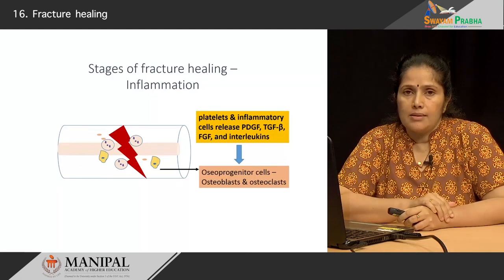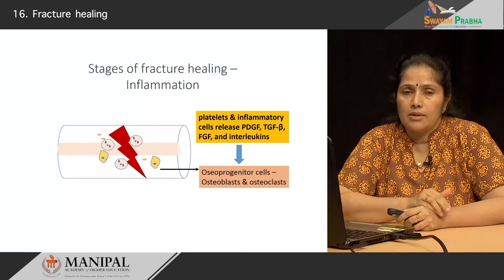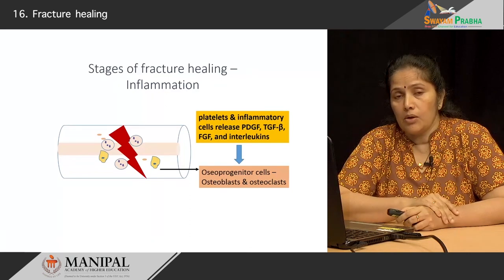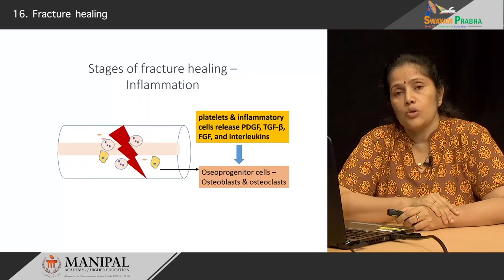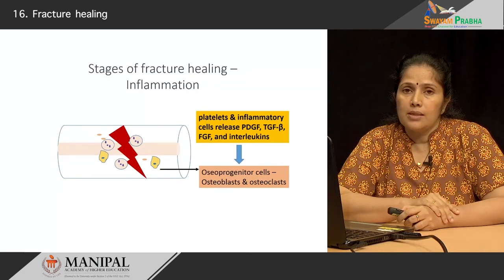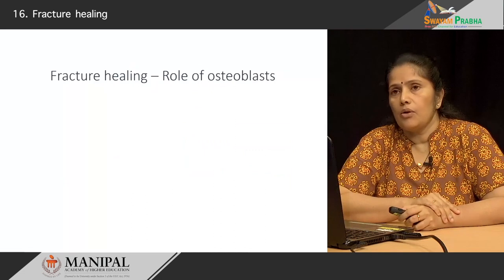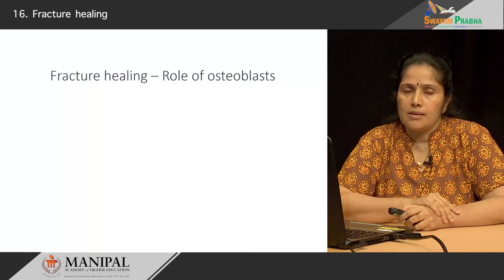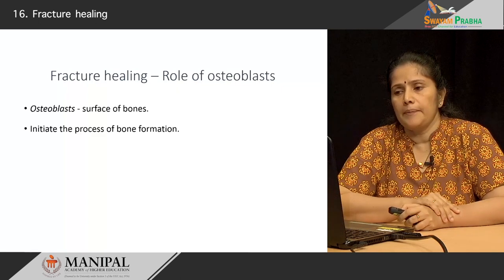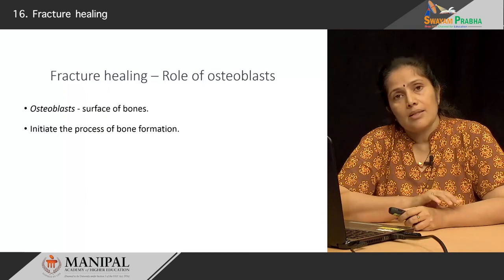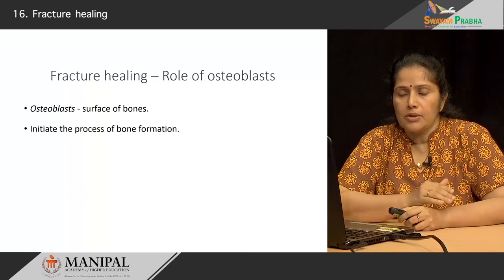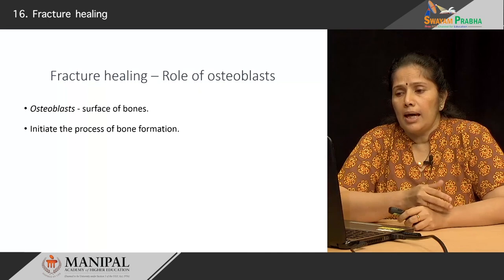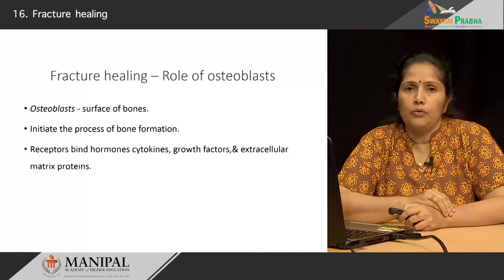These are the cells which can differentiate and give rise to the osteoblasts. As the osteoblasts are formed, again a lot of cytokines are released and even the osteoclasts move into this area where the hematoma had formed. Now, just look at the role of these osteoblasts in fracture healing. The osteoblasts are located on the surface of the bone, and from the surface of the bone they initiate the process of bone formation.